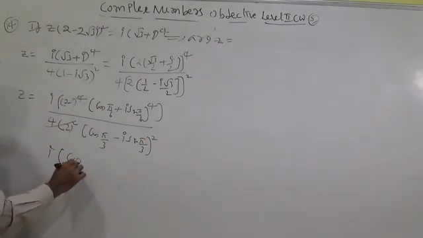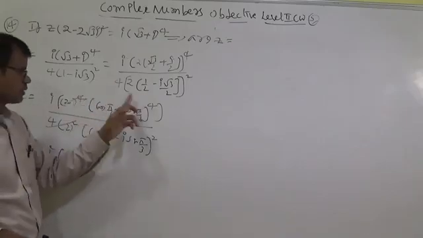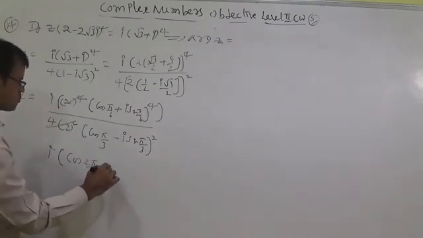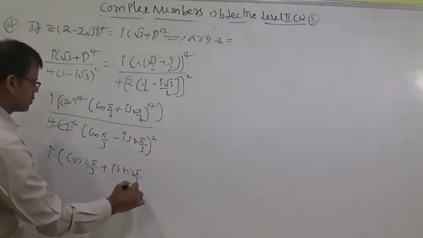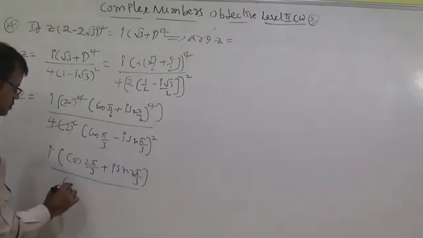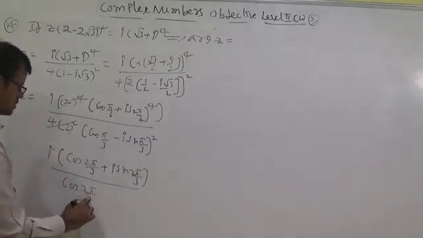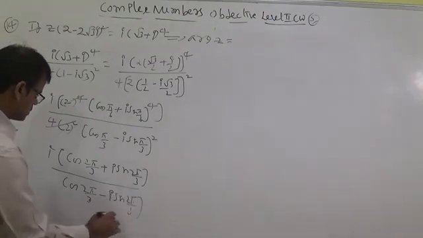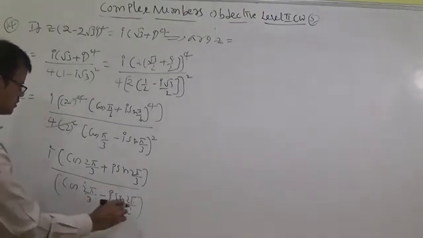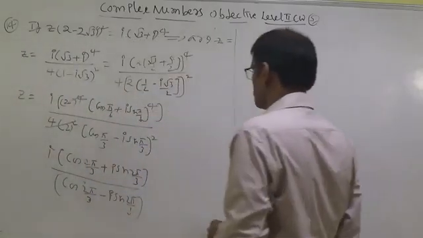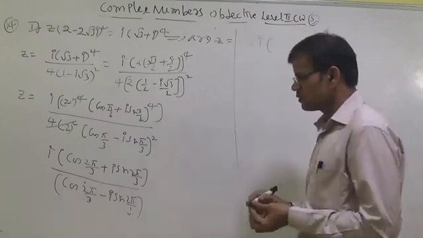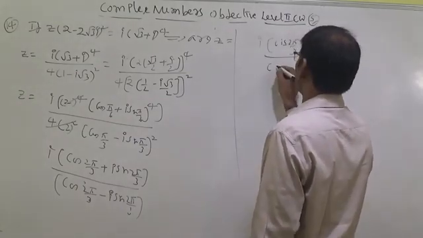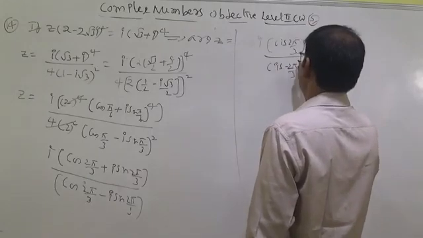I into, according to de Moivre theorem, the 4 will come in this place, 4 pi by 6 becomes 2 pi by 3. So cos 2 pi by 3 plus I sin 2 pi by 3 whole by cos pi by 3 minus I sin pi by 3 whole square, which becomes cos 2 pi by 3 minus I sin 2 pi by 3. That is equal to I into cis of 2 pi by 3 by cis of minus 2 pi by 3.